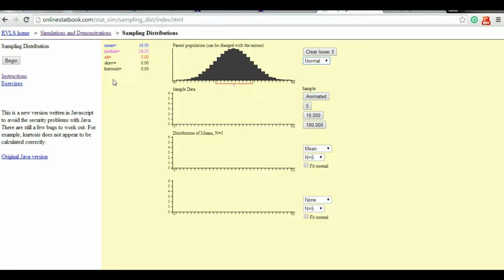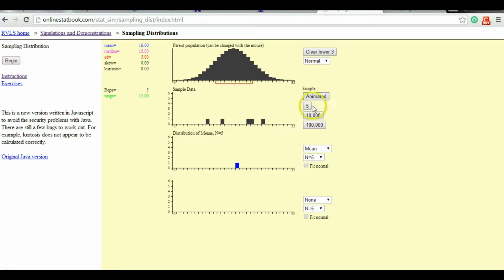Alright, so we are looking at a sampling distribution for means now. Looking at this information up here, we know that this has a mean of 16 with a standard deviation of 5. Okay? So we're going to do a sample of 5 people, n equals 5. And there we go. So we took a sample of 5 people and it plotted the mean for those 5 people.